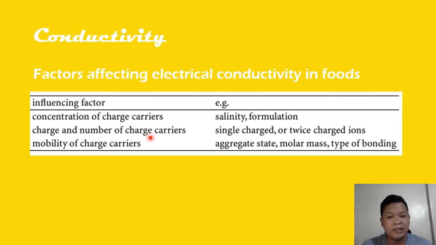And then the mobility of your charge carriers, how they can move on a micro scale. So yung state nila, kaya nga in solids and liquids, of course, you have differences in electrical conductivity, similar to how they respond differently to thermal conduction of heat. And these are affected by things like the aggregate state, the molar mass, and the type of bonding.